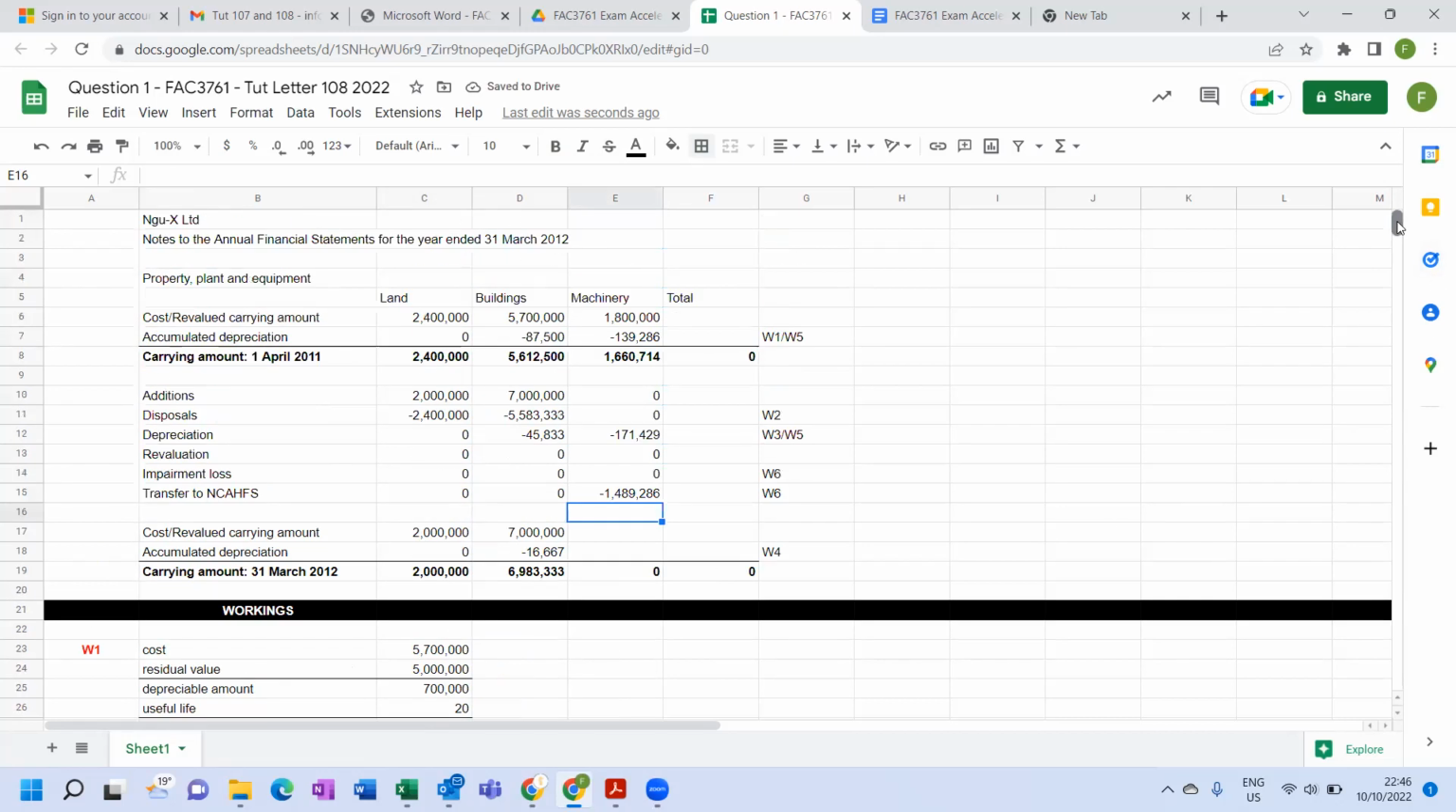So if we have a look, if I add up all of this, it must come to 0. Why must it come to 0? There's only one machine, and the machine has been transferred from PPE to non-current assets held for sale. Okay, so just take note of that. So therefore, I know even if the numbers are not 100% correct, I know I'm on the right track because it is 0. Okay, then you can add up all of this if you want to.